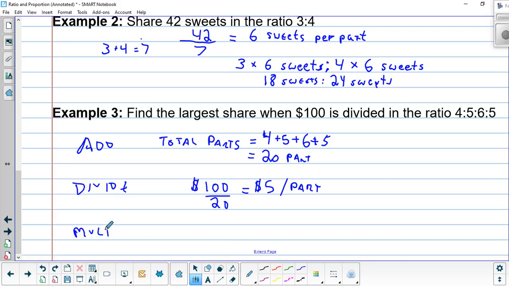multiply. And here, it's asking us a little bit different. So here, look what it's asking. It's asking us to find the largest share. Well, the largest share is the biggest value in our ratio, which is the 6. So we're doing 6 times by $5 equals $30. Okay.